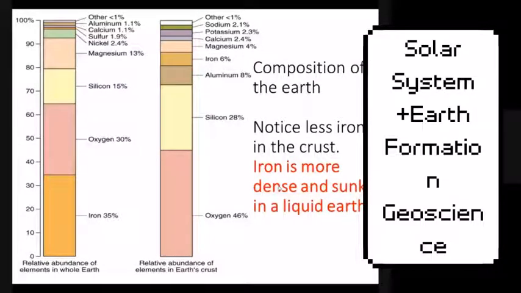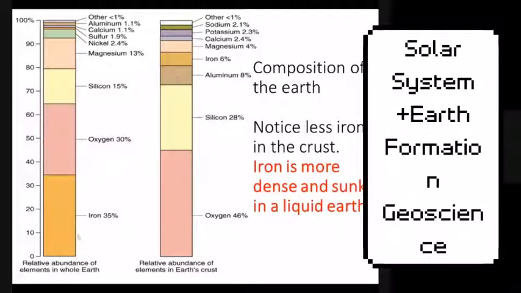Now, the composition of the Earth. On the left here is the relative abundance of elements on the whole Earth. If you took the entire Earth, core, mantle, crust, everything, put it together, what is the Earth made of? Mostly iron, oxygen, silicon, magnesium, and nickel. But the stuff that we can see, the stuff on the crust, the everyday stuff, is mostly oxygen, silicon, aluminum, and a little bit of iron.